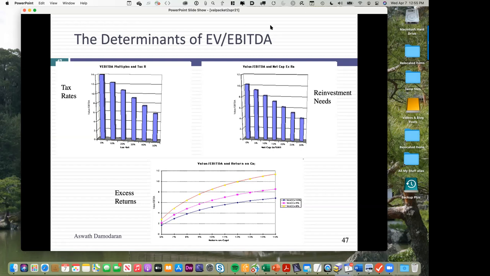The second thing I looked at in EV to EBITDA was what happens when I have to reinvest more and more to get the same growth rate. And guess what? No surprise. The more I have to reinvest to get the same growth rate, the lower the multiple of EBITDA I'm willing to pay for the company.